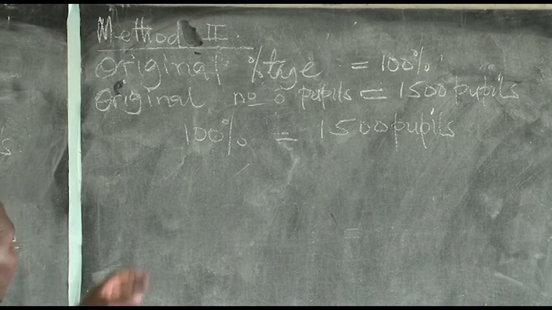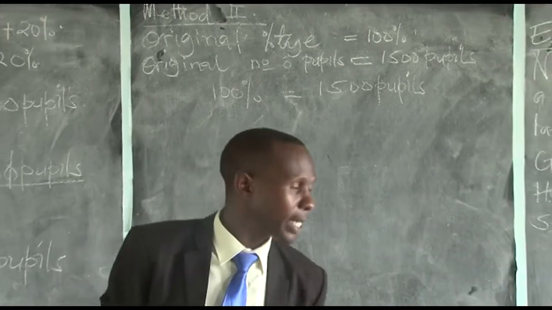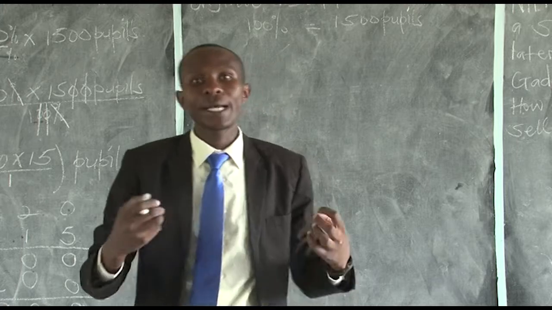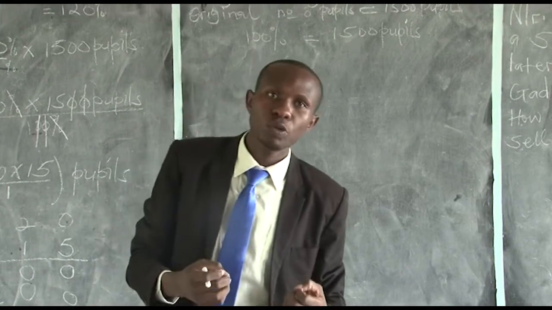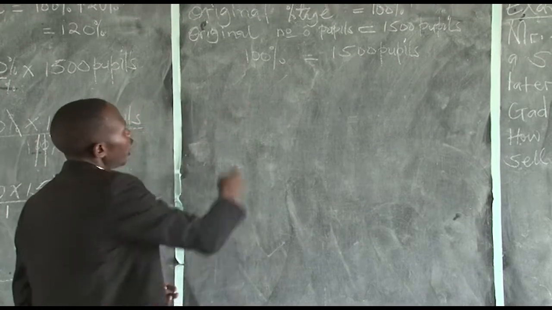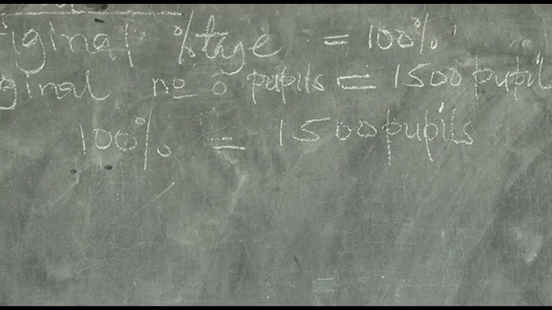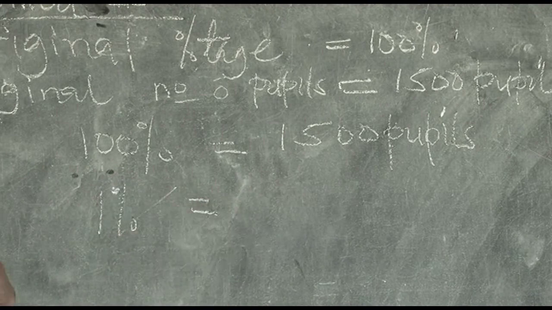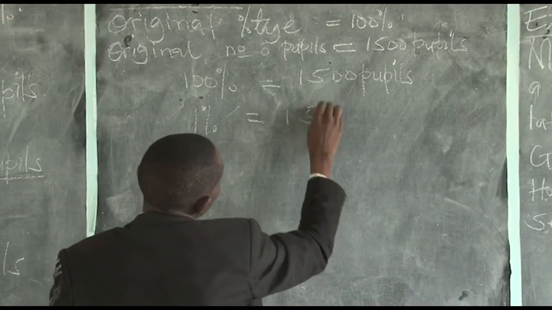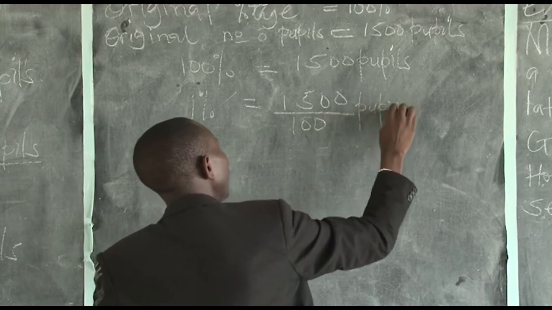Now if 100% is giving us 1,500 pupils, then let's ask ourselves, how many pupils are being represented by 1%? Because right now we know the percentage which is representing 1,500 learners. So we shall say, if 100% is representing 1,500 pupils, then 1% will represent the number of learners divided by the original percentage. So we shall say 1,500 divided by 100. And all this will be a number of pupils.